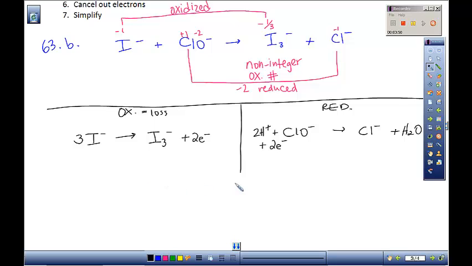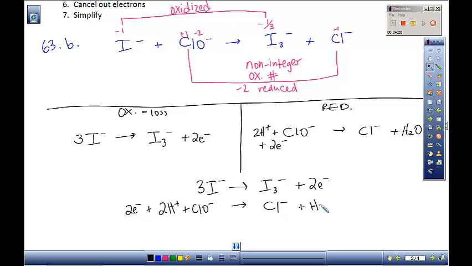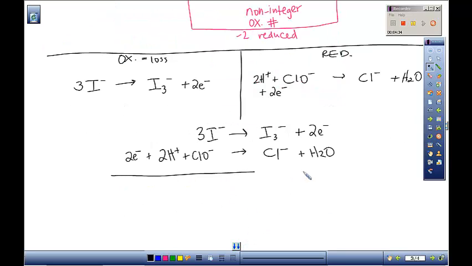Alright, so we want to now add these 2 reactions together. Here I'm just rewriting everything. And here is the reduction half reaction. I'm going to add the electrons over here because I'm running short of space. And then chloride is here, and water. Okay, so I want to try to simplify this by adding these reactions together. So I want to look to see if they're the same thing on either side.